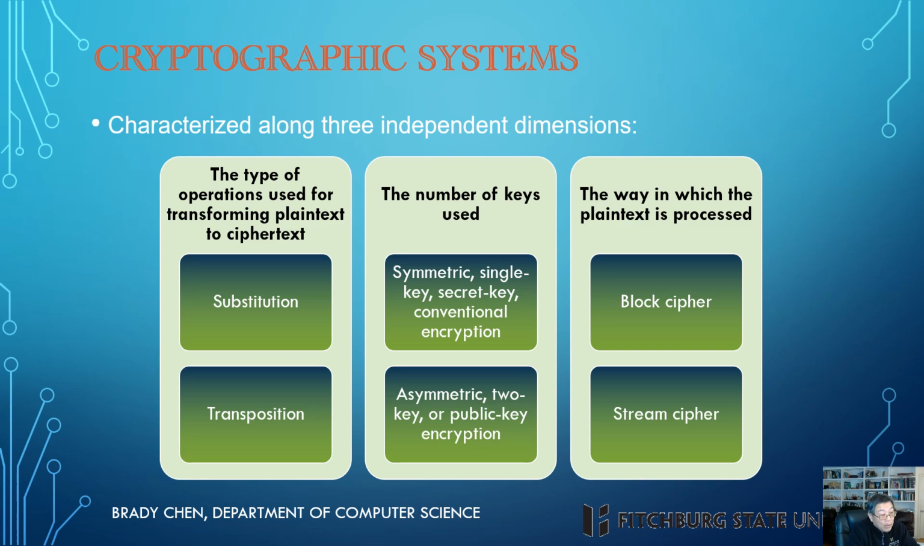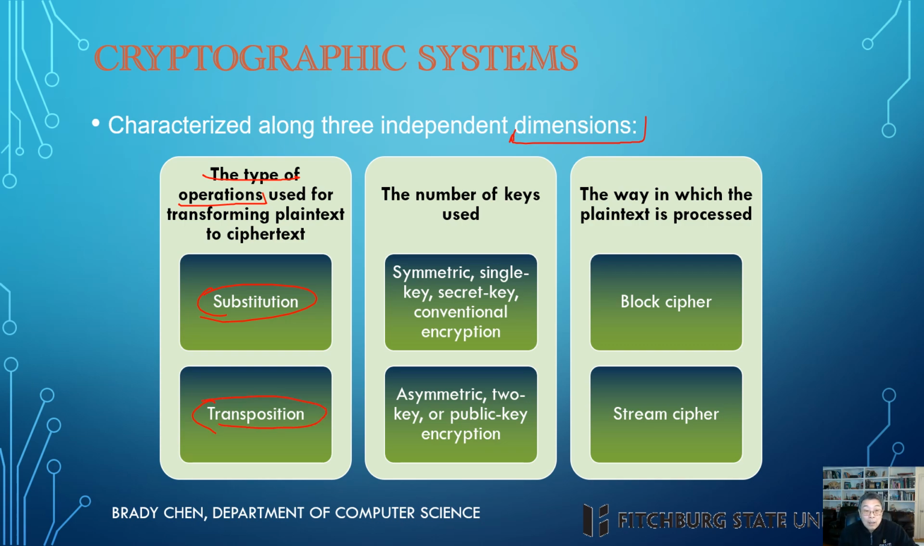Okay, so let's talk about the implementation details of a cryptographic system. Now, cryptographic systems can be characterized along three independent dimensions. We're going to talk about these cryptographic systems from three aspects. The first one is the type of operations used for transforming plaintext to ciphertext. In general, there are two types of operations. One is substitution, the other one is transposition.